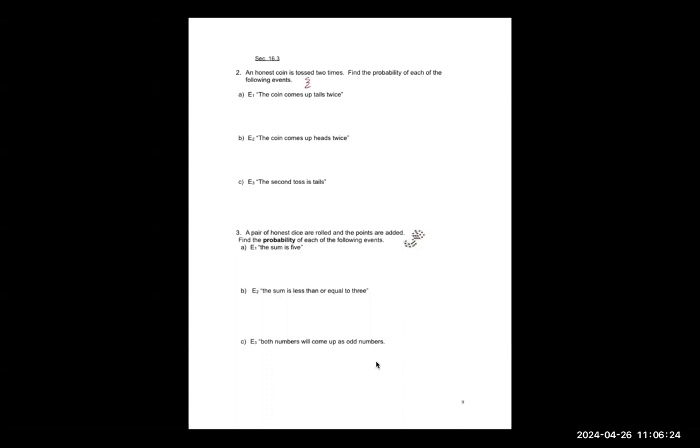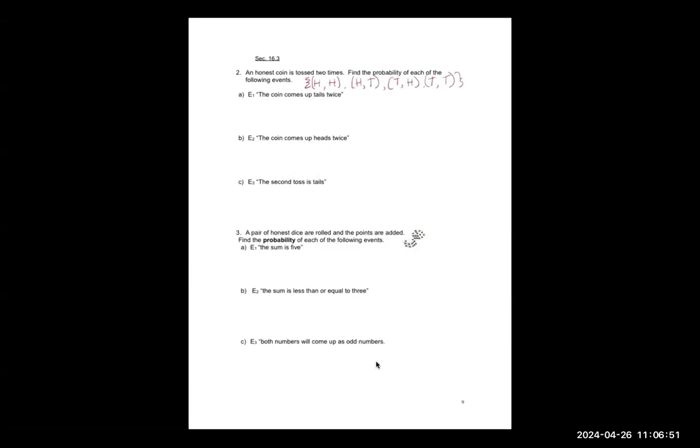So if I toss a coin, I could have both of them land on heads. That's one possible outcome. I could have the first coin land on heads, the second coin land on tails. I could have the first coin land on tails and the second land on heads, or I could have them both land on tails. Those are all of the possible outcomes. I listed all of them, right?